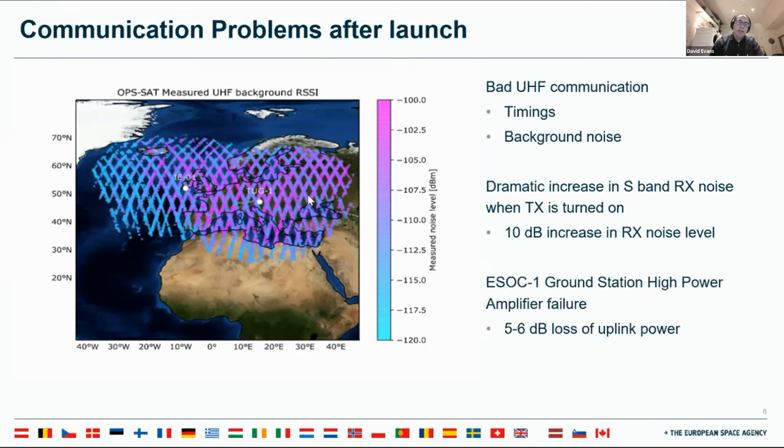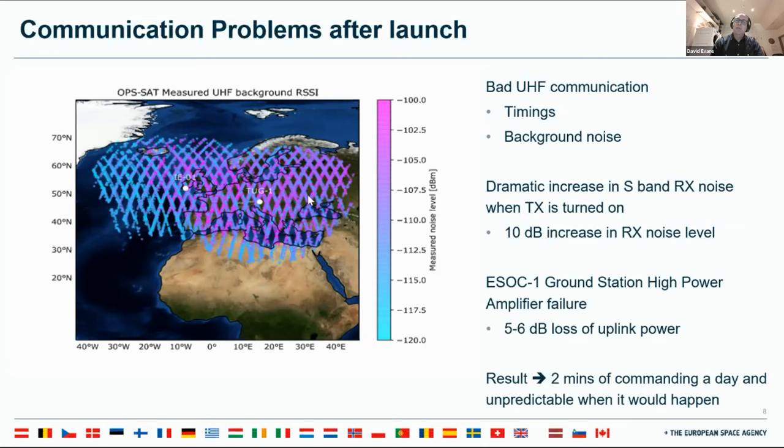And finally, at our ground station, we had two high power amplifiers that failed after a couple of weeks. And because this is a cheap mission, and it was in the middle of COVID, it took 10 months to repair. So the result was this. We were left with a spacecraft where we could only get about 2 minutes of commanding a day. And it was completely unpredictable when they might occur.